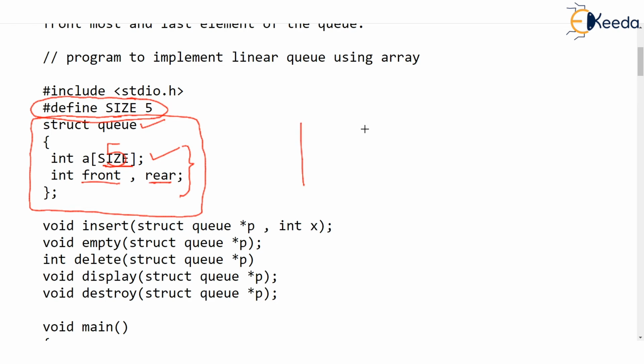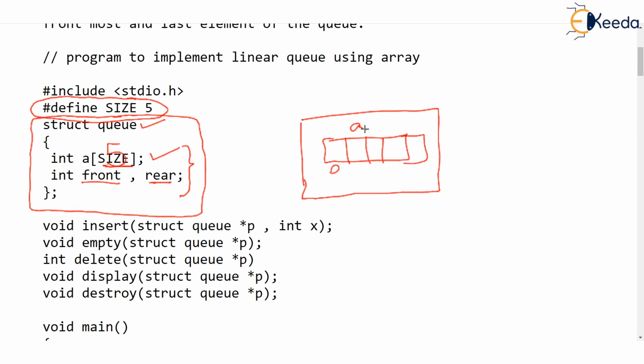So you can think of a box. This is a structure which has an array of size 5, so indexes are 0 to 4, and two counters, front and rear. So simple. This is the way how you declare a structure to create a queue.